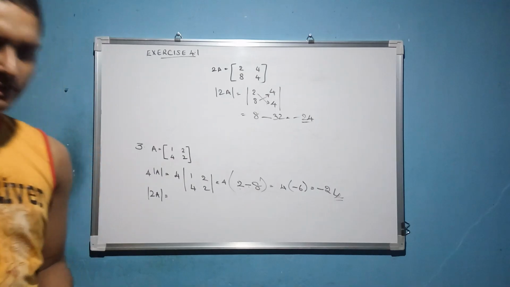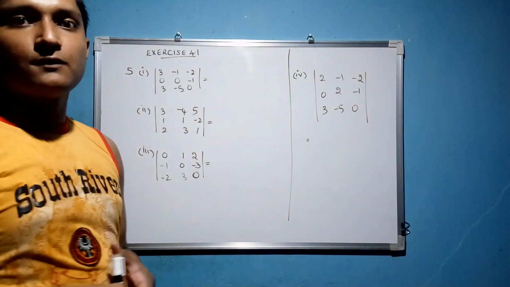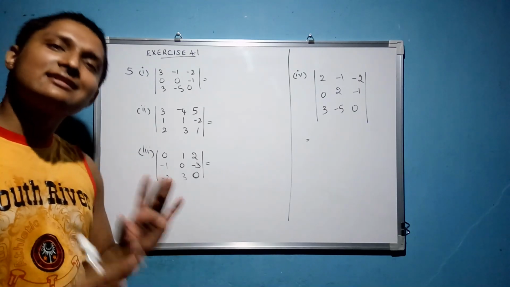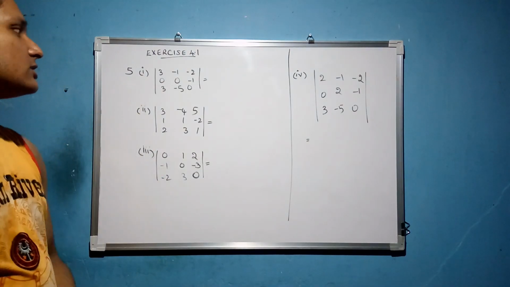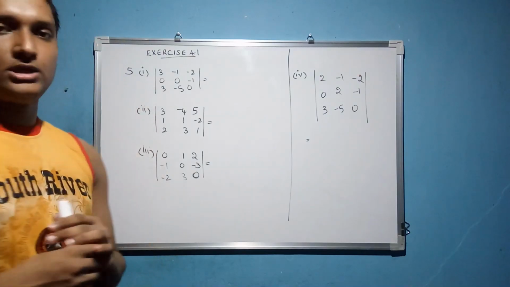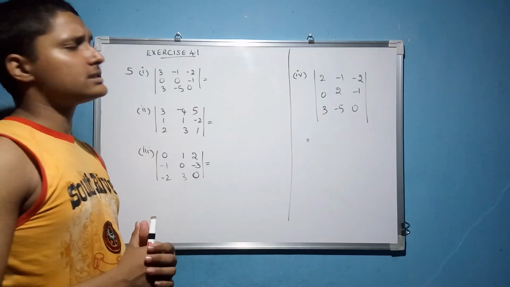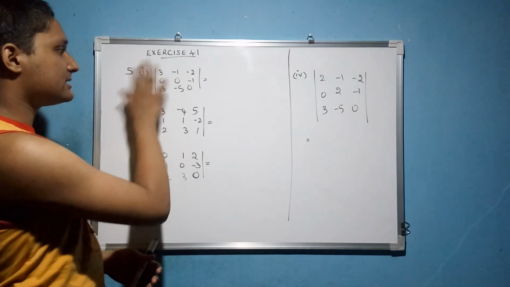Next we'll move on to the fifth question, where we are asked to find the determinant value of a matrix of order 3. In the fifth question we are also asked to evaluate the determinant. That is the only thing we have learned in this chapter, evaluating the determinant. Here all the questions are of order 3. So I need to just see how many different methods we are going to get just by solving within these only.